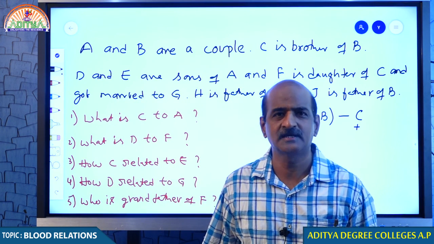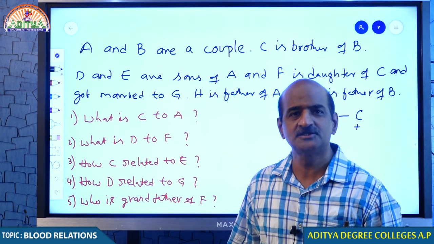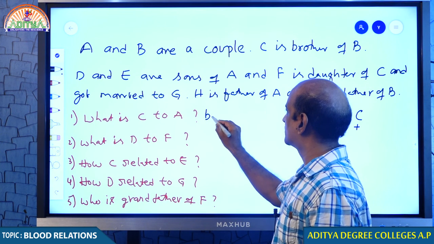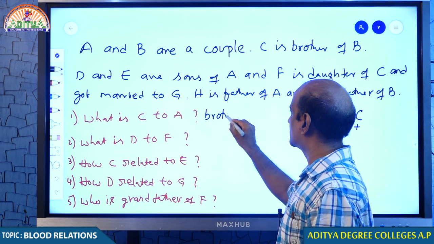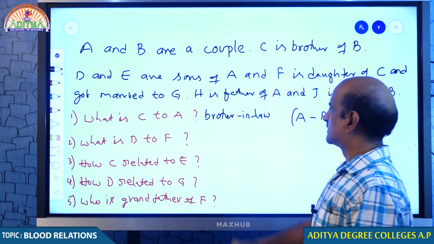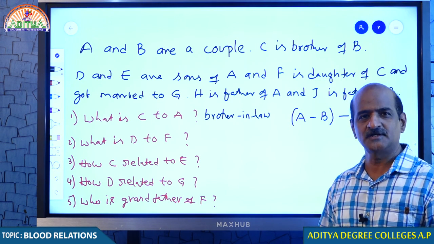So do you think the answer is can't say? No. You need not say can't say, because C's gender is already known to you. Therefore, what you said is right, my dear students. Your answer is brother-in-law. So to that extent, you are very clear.